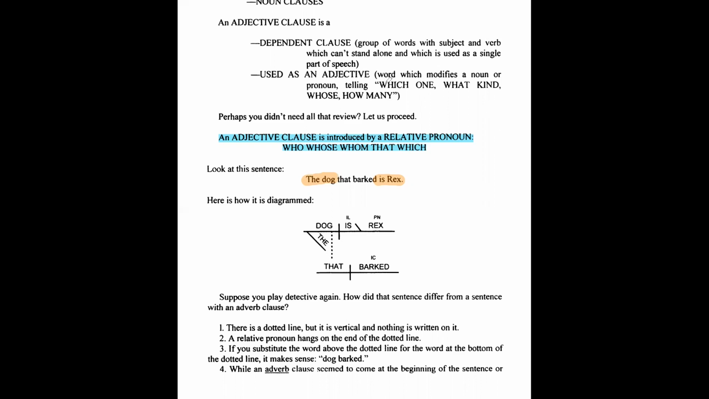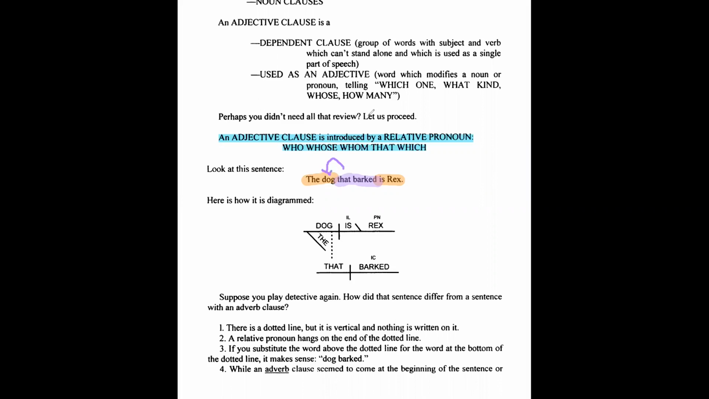Now, look at that barked. It is a dependent clause. Why? Well, it has a subject, that. Pronouns can be subjects. And it has a verb, barked. This clause, that barked, can't stand alone. And it's modifying dog. What kind of dog? Or which one? It could be which one. The dog that barked, right? So which one? The dog that barked. That dog, the one that barked. So this is an adjective clause. It's modifying dog.